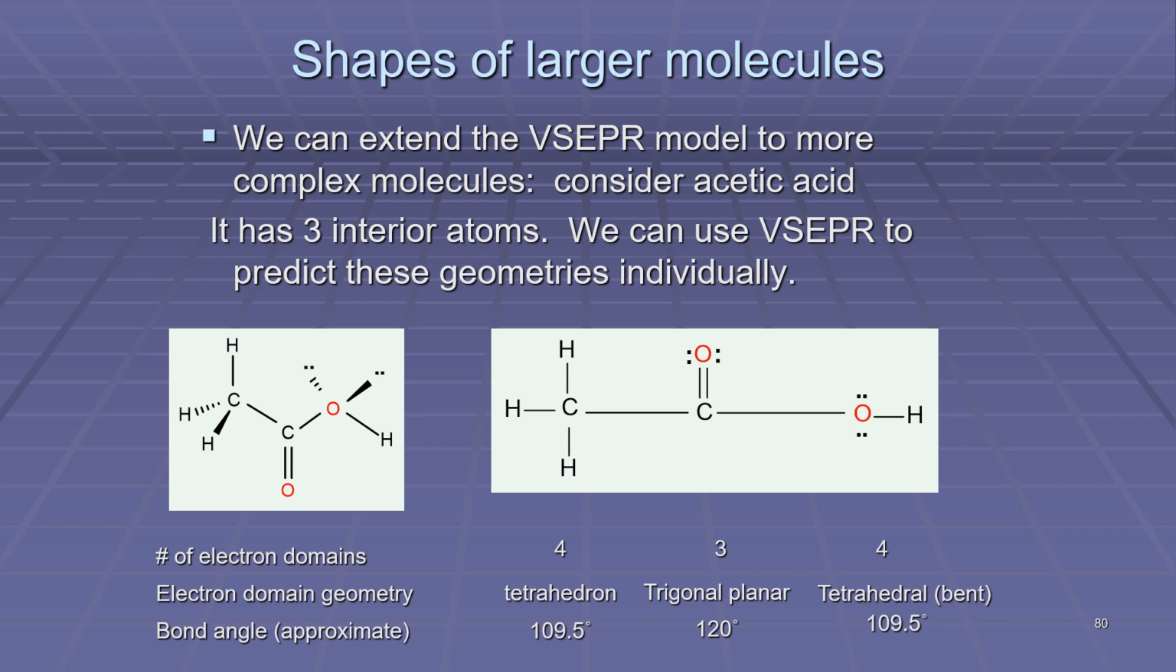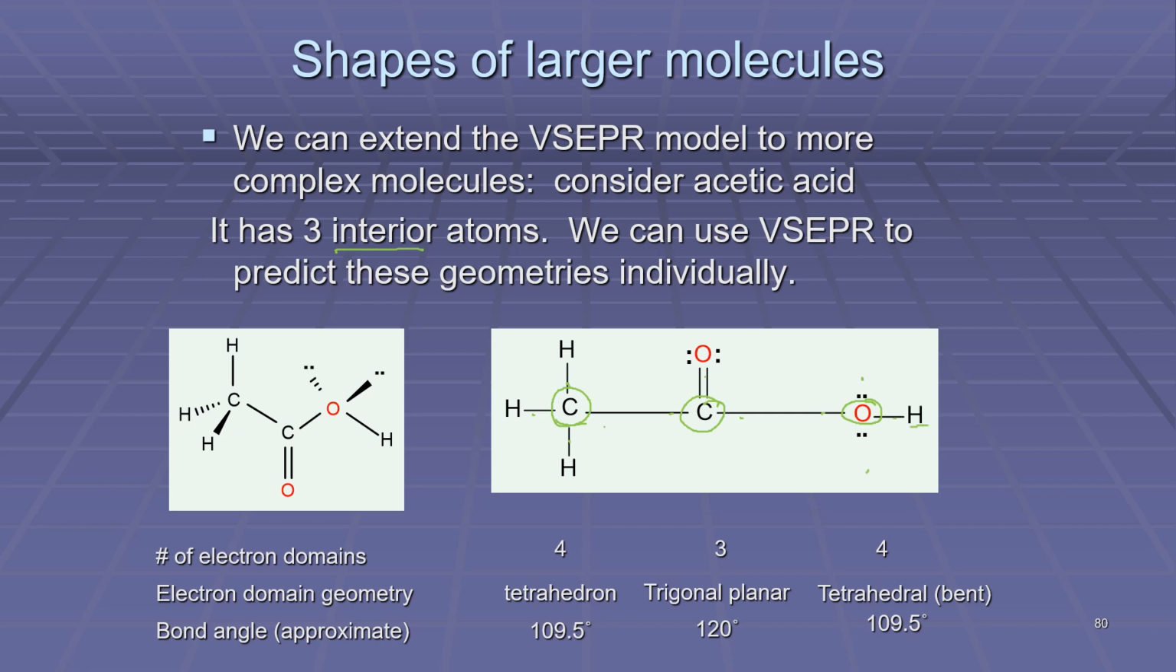What if we have a larger molecule? If we have larger molecules, we're looking at the shape of each center. A larger molecule has interior atoms or centers, anything that has more than one bond. So this carbon is a center because it's got 4 bonds, or just 4 domains, so domains is probably better. This carbon is also a center and it has 3 domains. This oxygen is also a center and it has 4 domains.